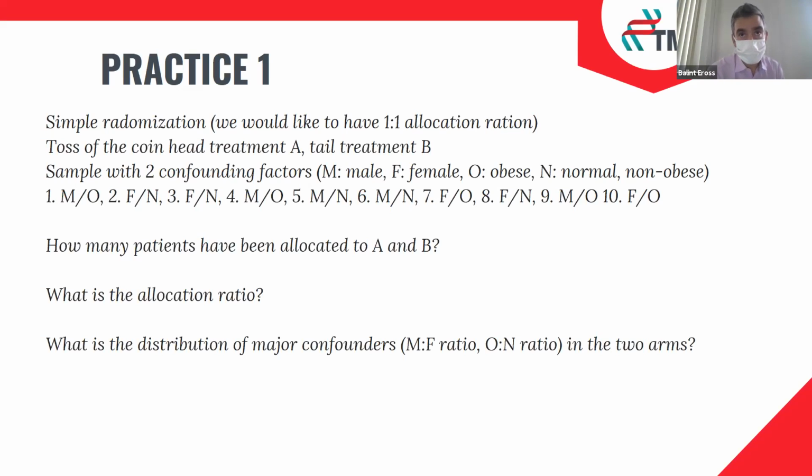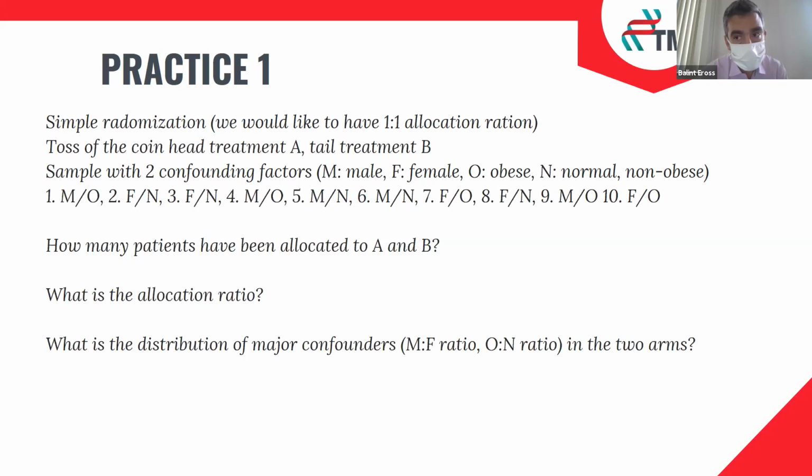I would like to ask all teams to answer the first two questions. Nori's team, how many patients have been allocated to A and B? Six patients in treatment A and 4 patients in the treatment B group. What is the allocation ratio? 6-4. Yeah, 6-4.